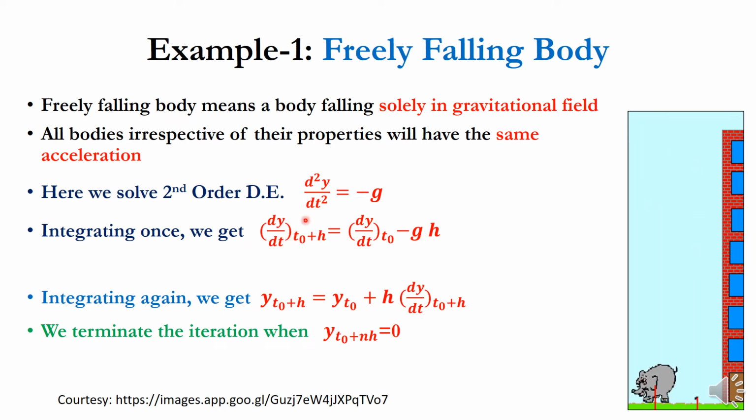So integrating once again, this equation, dy by dt, provides y, so that using Euler method this becomes y is equal to y at t0 plus h into dy by dt at t0 plus h. So in the case of a freely falling body, we terminate this iteration, or this finding of these y values, when the body touches the ground, or when y becomes 0.